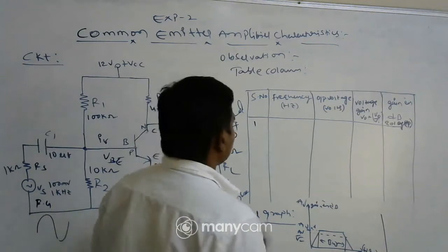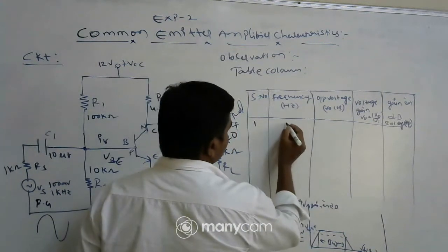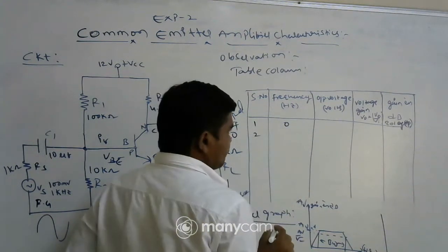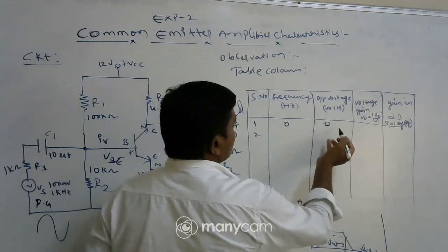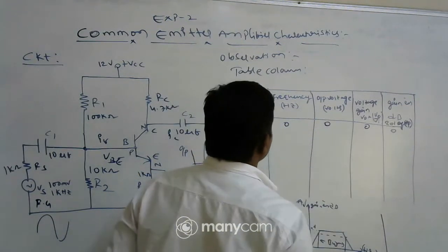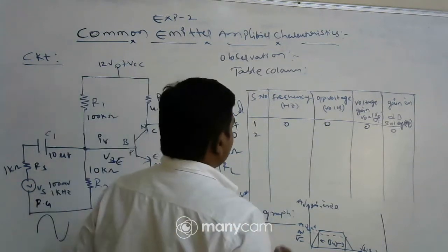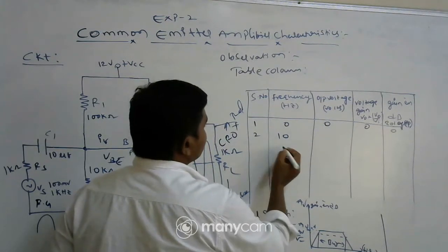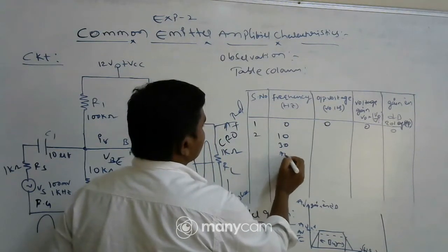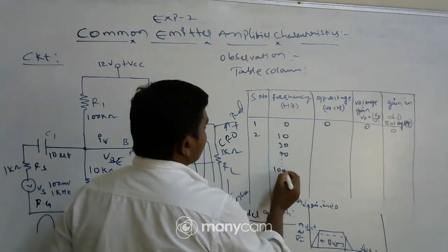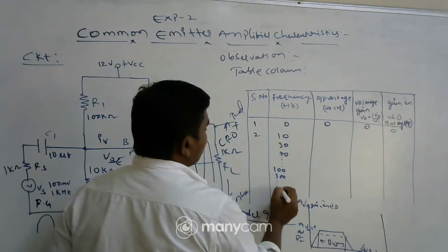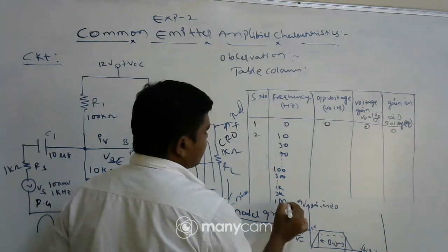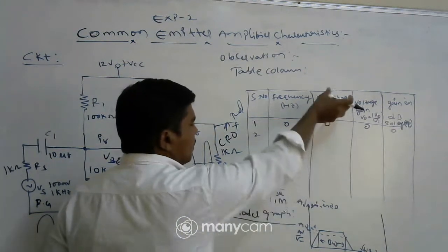Serial number 1, I am starting from this. Initially the frequency is 0, and at 0 the output voltage is 0, and the gain and all these values will become 0. Next we set 10 hertz, 30 hertz, 70 hertz, and like that you have to vary. 100 hertz, 300 hertz, 1 kilohertz, 3 kilohertz, and so on, up to 1 megahertz.